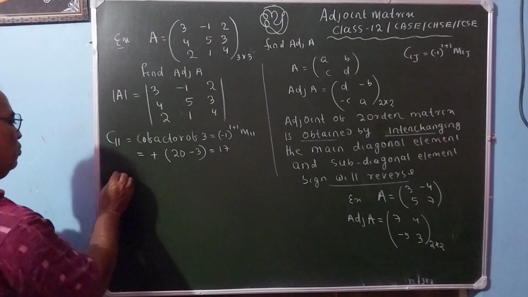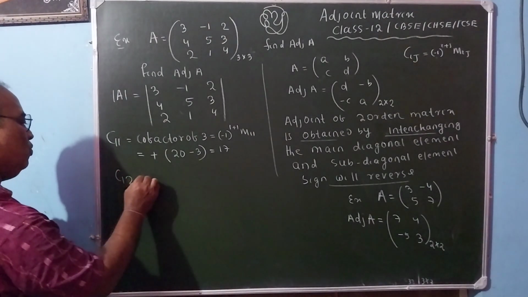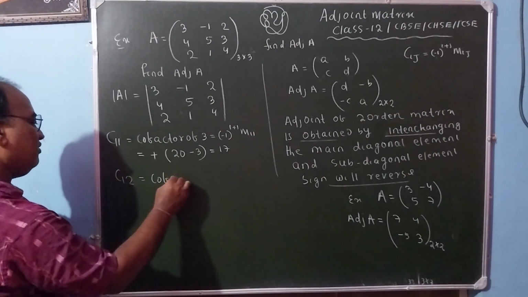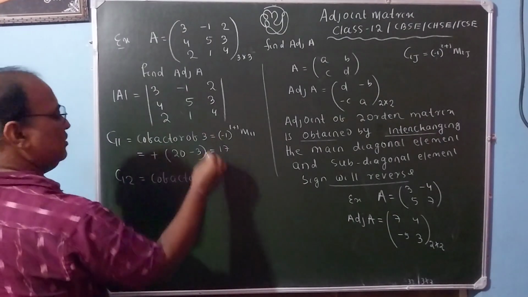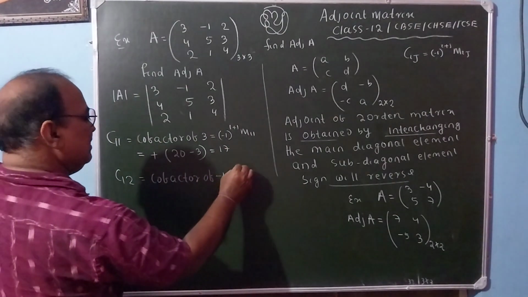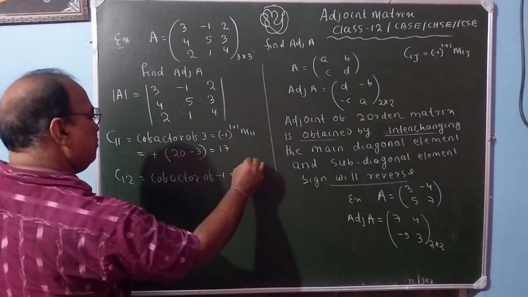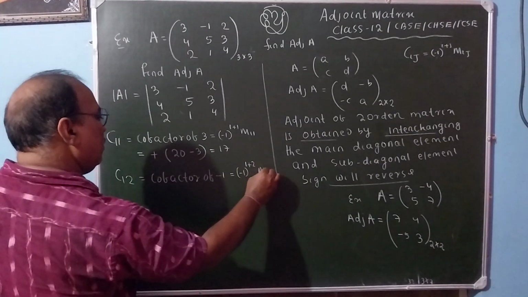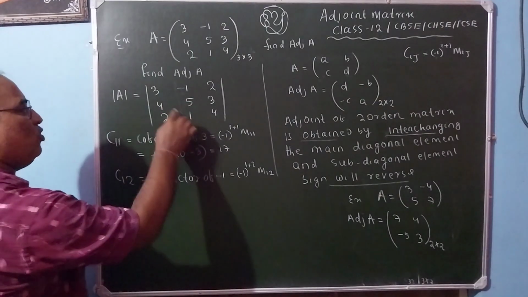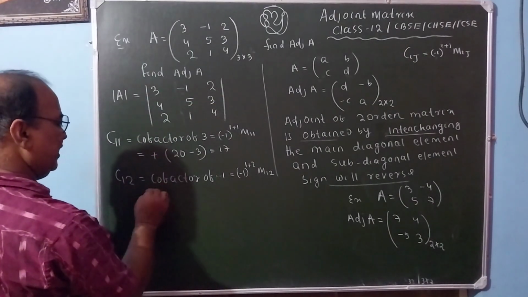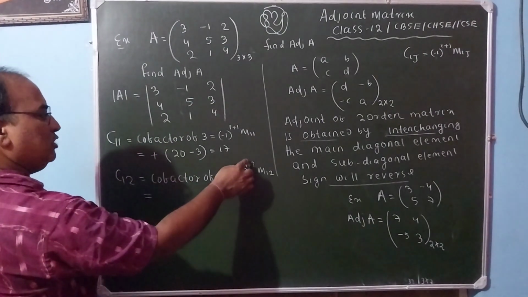Okay. Now C12, cofactor of minus 1, that is minus 1 to the power 1 plus 2, minor of 12. Minor of 12 means you have to delete this row, this column. So it is minus 1 to the power 3.